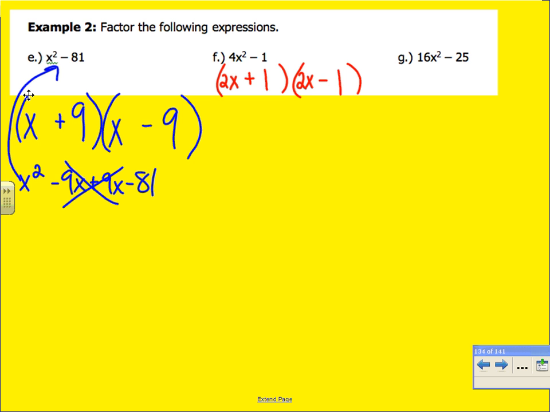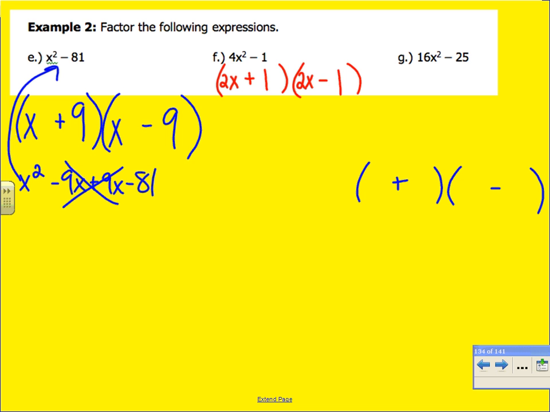Okay, let's do two more in this section. Let's do letter G, and we're going to do one more of these. Okay, letter G, we have 16x squared minus 25. So let's go through our three characteristics. It's a binomial, it's a subtraction problem, and both terms are perfect squares. So once you know all three characteristics are true, make your two binomials, 1 plus, 1 minus, and now we need to take the square root of each term.